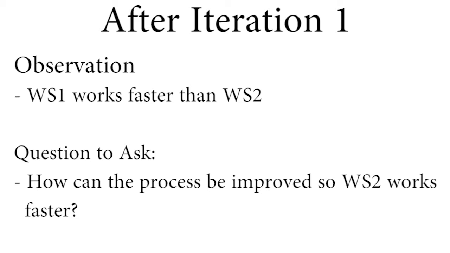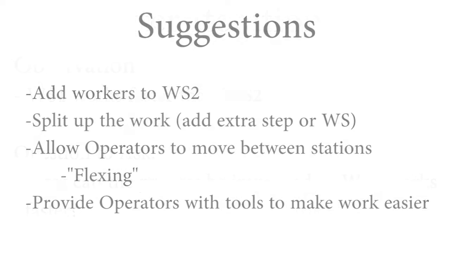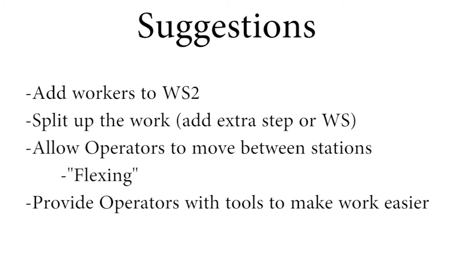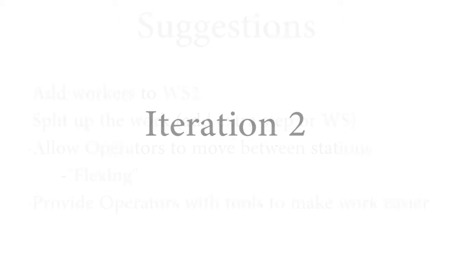A few suggestions that may be made are the following. Adding workers to Station 2, splitting up the work, allowing operators to move between stations to balance out the work, also known as flexing, or introducing new tools to aid operators in the process, such as a holder to make it easier to string beads or a machine that will do it for them. After discussing these strategies, you may move on to iteration 2.